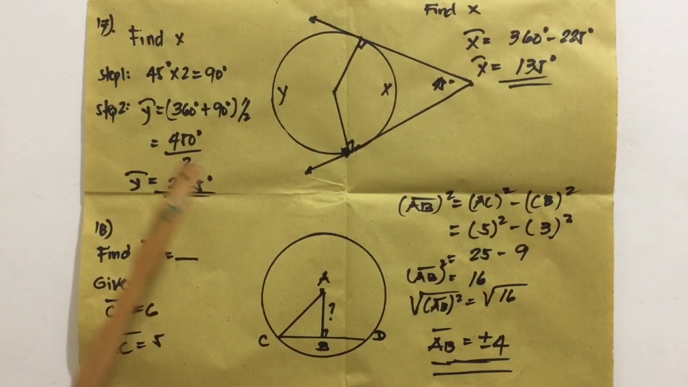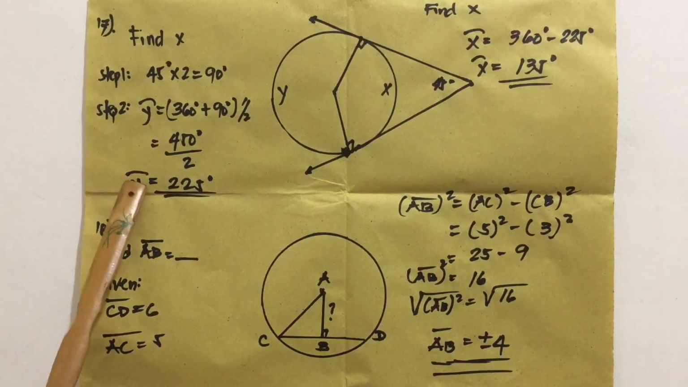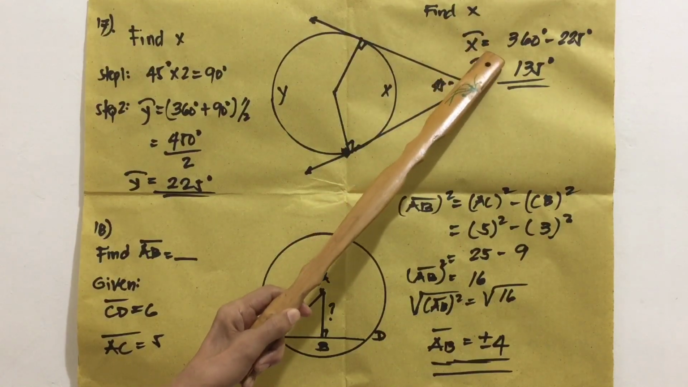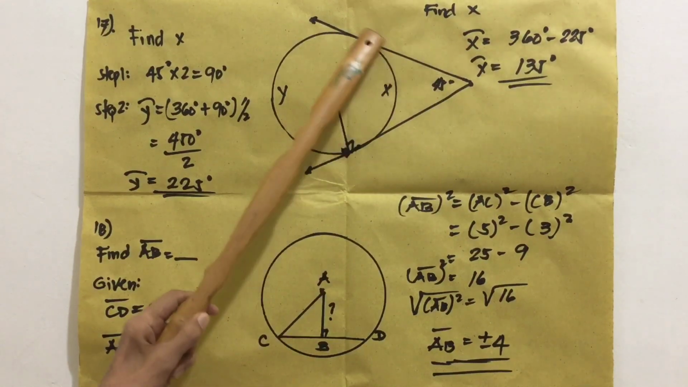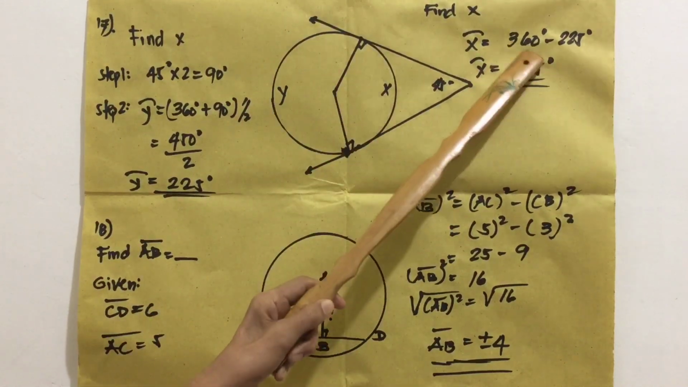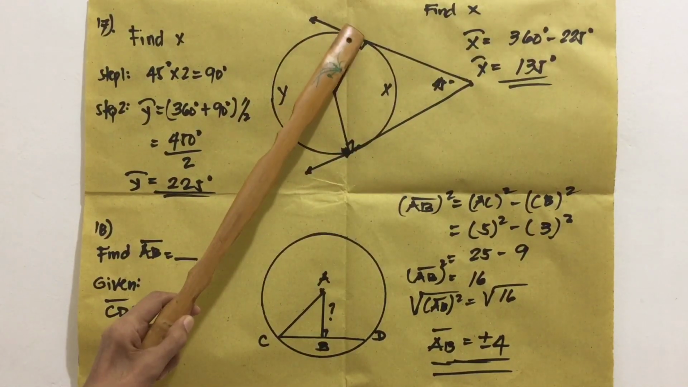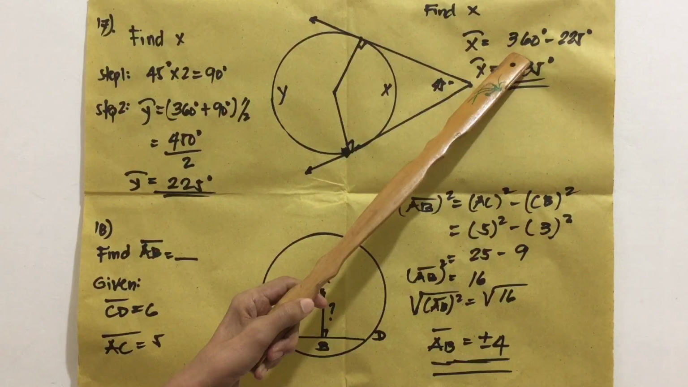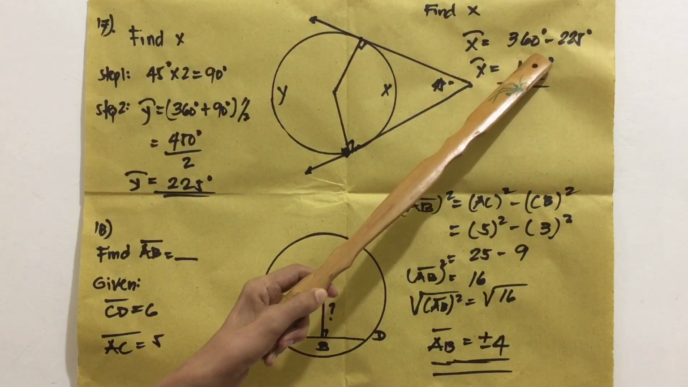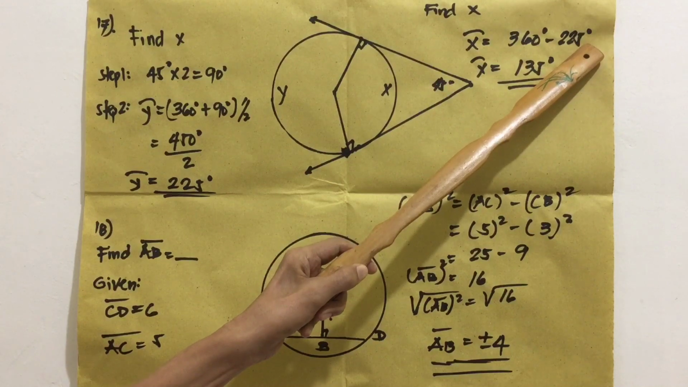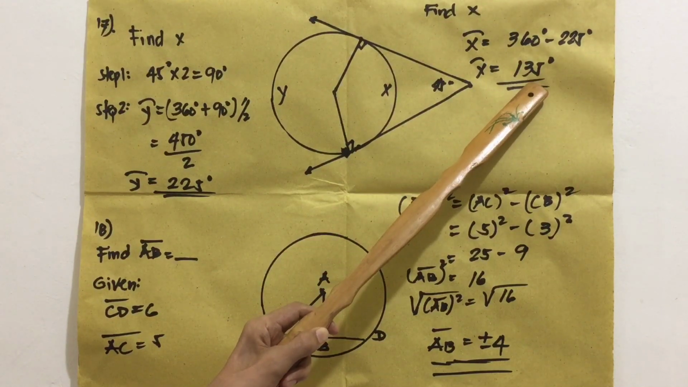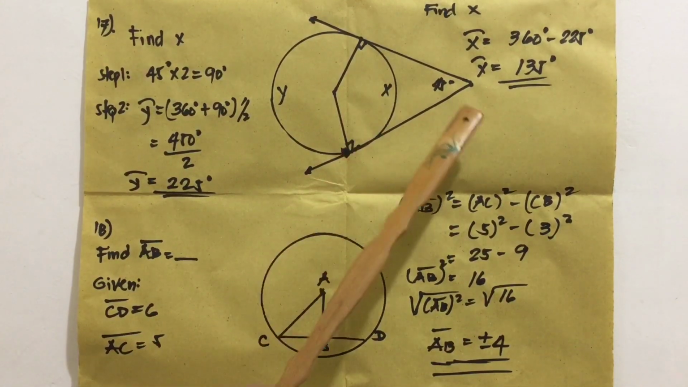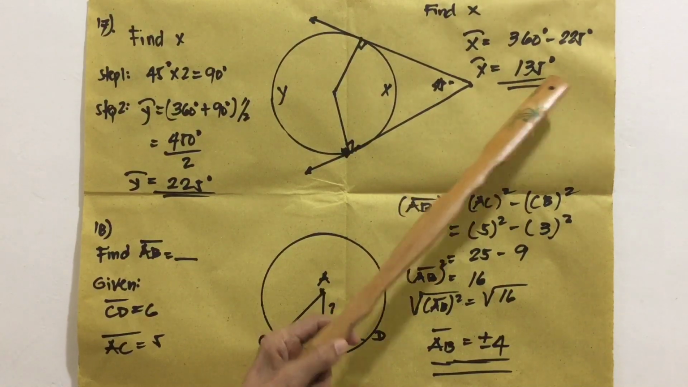Next, since we know the value of arc y, we can easily solve for the value of x. Arc x equals 360 degrees, so the same, our basis is the circle, and we're going to minus the value of y, which is 225 degrees. So in our solution, 360 degrees minus 225 degrees, we have a difference of 135 degrees. So the value now of this arc x is equal to 135 degrees.